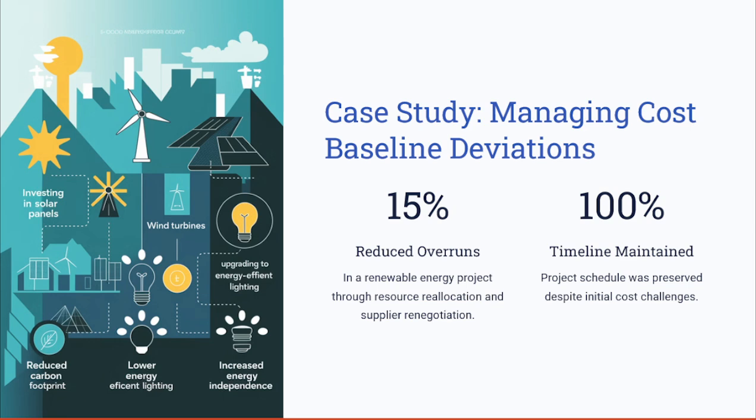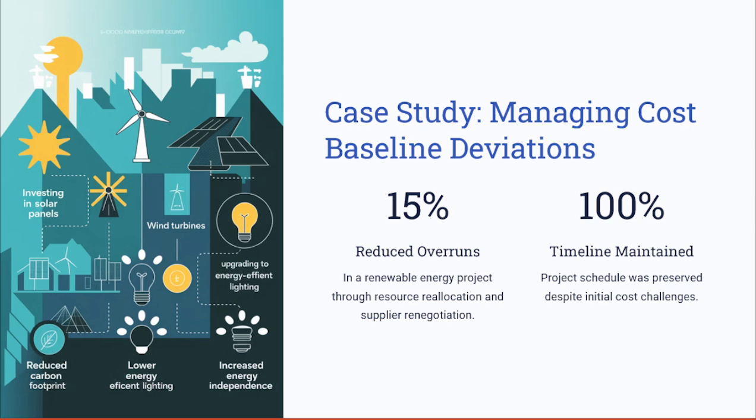Let's look at one of these case studies where a project manager has managed the cost baseline deviation. Let's say in a renewable energy project, cost overruns occurred due to delays in acquiring specialized equipment. The project team reallocated the resources as a corrective action and renegotiated the supplier contracts. Again, the scenario here is addressing the overruns in a renewable energy project.